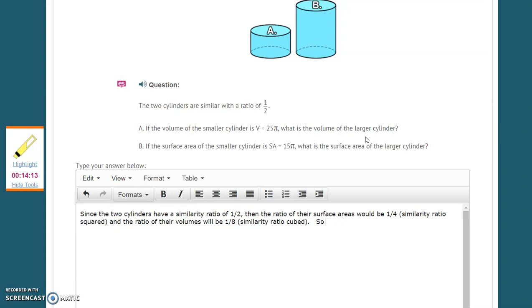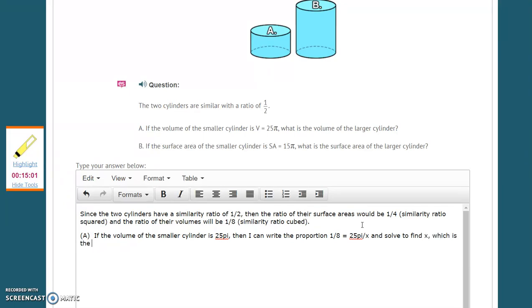So let's go to part A. If the volume of the smaller cylinder is 25 pi, I have to type the word pi, then I can write the proportion 1 over 8, that's, remember, because the ratio of the volumes is 1 to 8, equals 25 pi over x, and solve to find x, which is the volume of the larger cylinder.